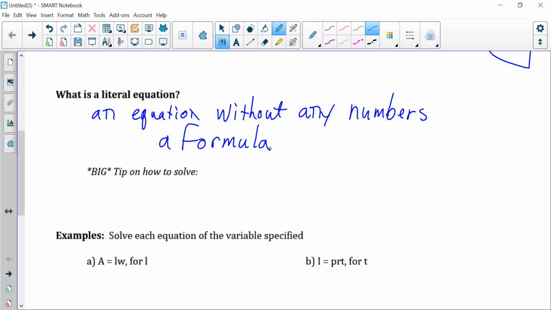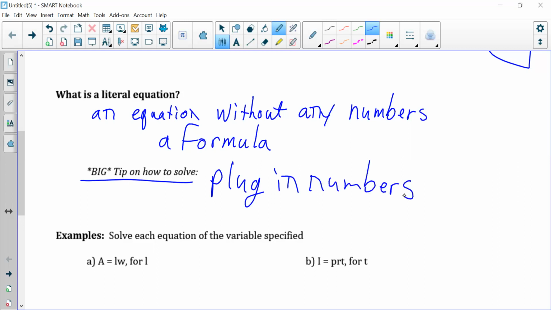A big tip on how to solve, something that people find very helpful: plug in numbers. Some people find it helpful to plug in numbers for some of the letters because it's easier for them to move numbers around. Personally, I don't do this, but if that helps you, go for it.